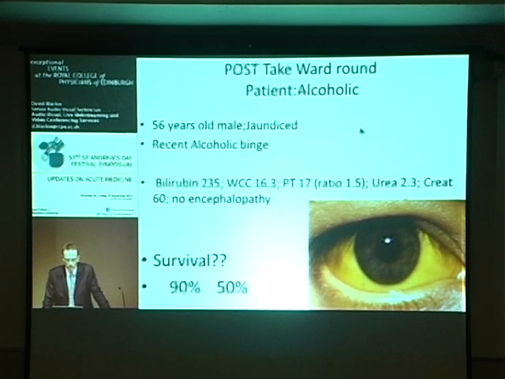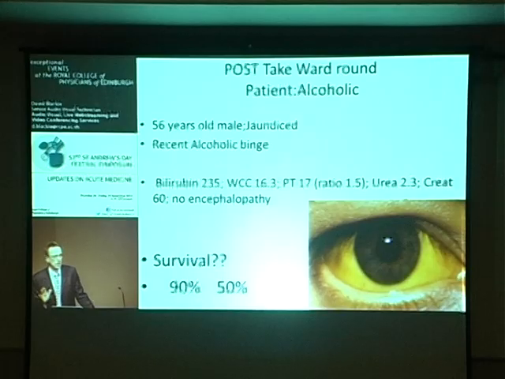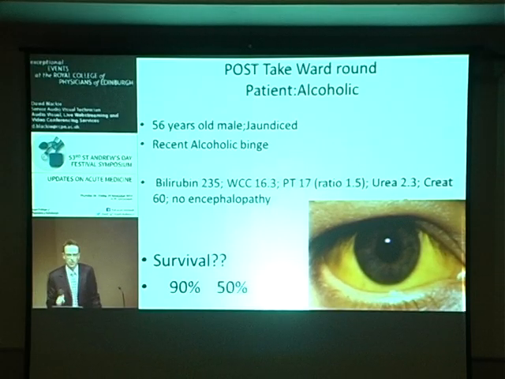The second patient, you may be told by the ST2, you've got an alcoholic here, Dr. Morris. Some of you have probably already thought, well, this would be the usual binge drinker. So a 56-year-old male, jaundice, recent alcohol binge. These are the blood results, you can see for yourself. Here's a question. This patient has no stigmata of chronic liver disease. The only thing you can find is their jaundice. Can I have a show of hands for how many people think this patient's chance of survival is 90%?